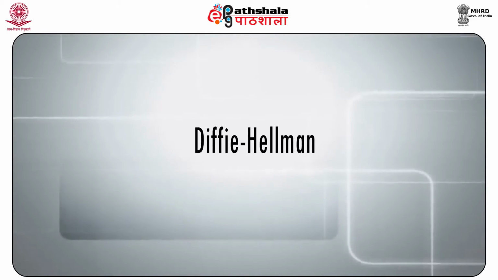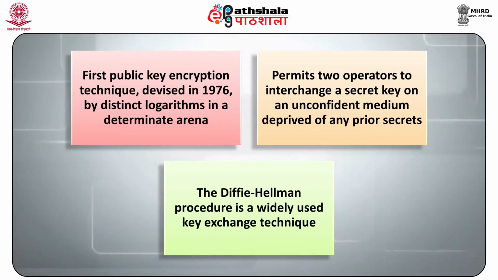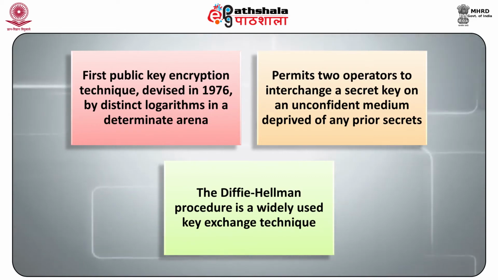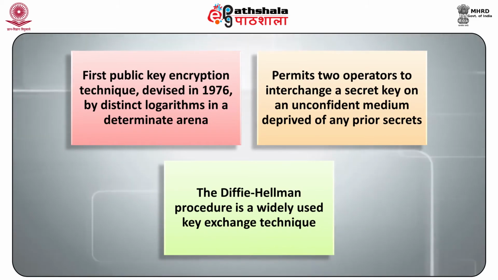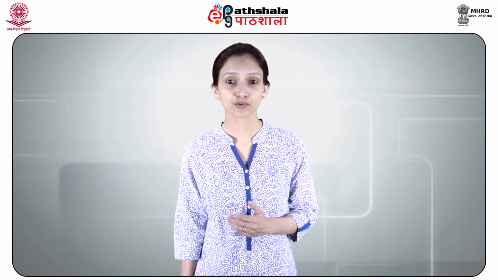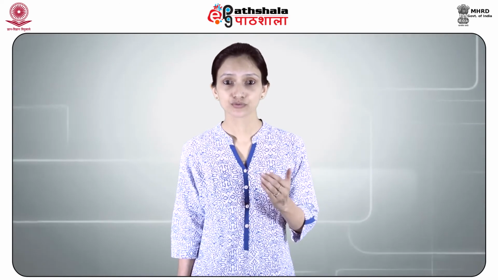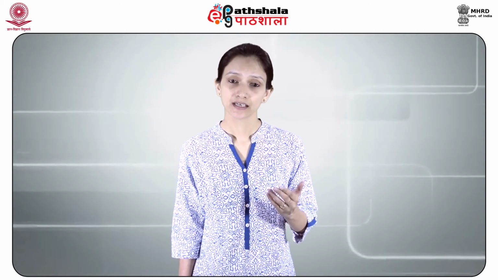Next technique is Diffie-Hellman. Diffie-Hellman is the first public key encryption technique, devised in 1976, based on discrete logarithms in a finite field. It permits two operators to exchange a secret key over an insecure medium without any prior secrets. Diffie-Hellman, or DH, is a widely used key exchange technique. In several cryptographic procedures, two parties desire to communicate. Let us consider they do not initially possess any common secret and thus cannot use secret key cryptosystems.